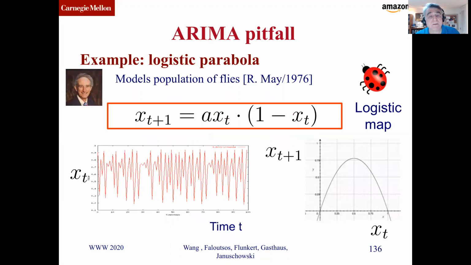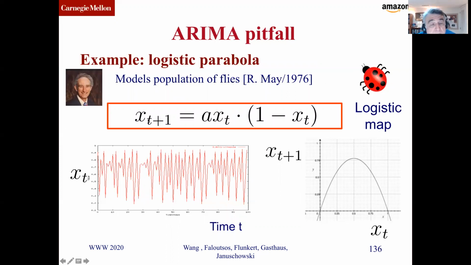And actually, this time series came from this difference equation, which is called the logistic parabola, which was proposed by Sir Robert May, one of the main figures in population ecology, who proposed this model to model the population of flies and insects. So instead of flies, we'll have the ladybird, which is much prettier than a fly. So this equation makes a lot of sense.